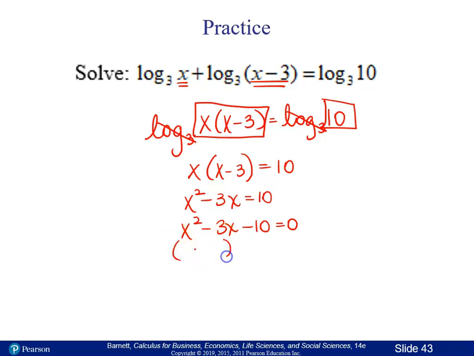Okay. And then if we can factor it, we will. So we want to see what multiplies to give us 10 and subtracts to give us 3. So that would be 5 and 2. So x is going to be 5 or negative 2. But if we put negative 2 in here, we can't take the log of a negative number. So we're going to have to throw that one out and just give 5 as your answer.